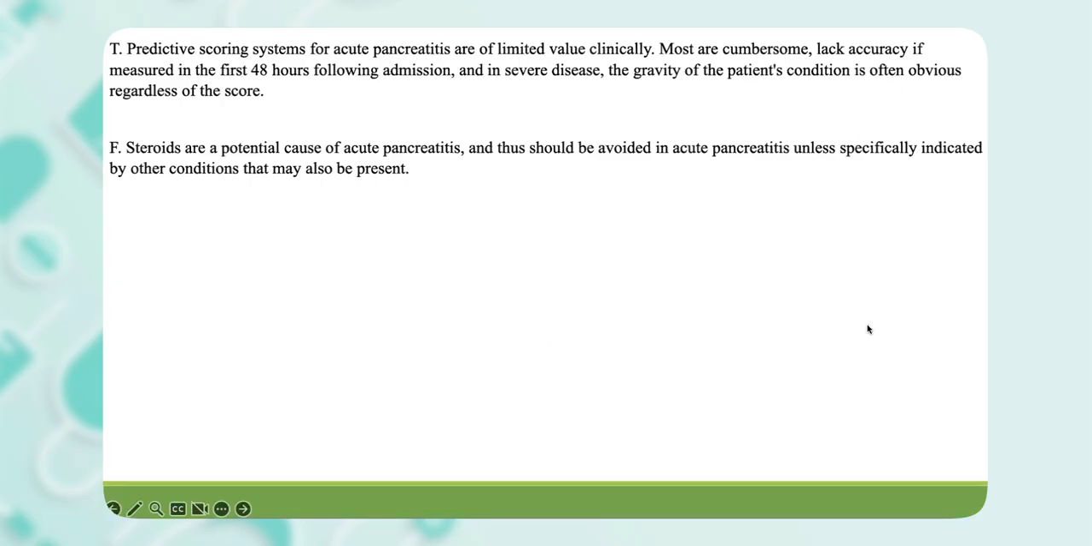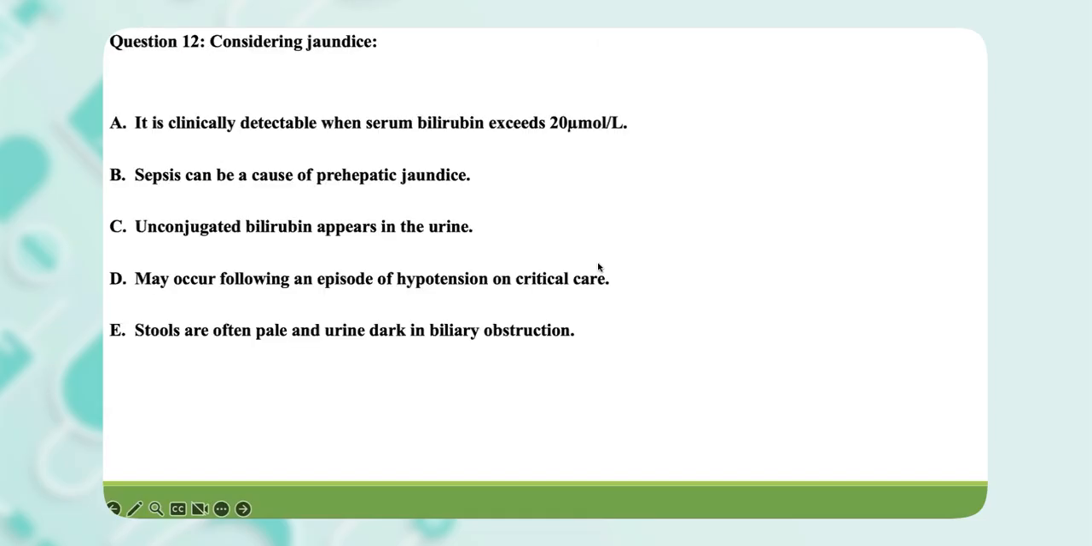So predictive scoring systems for acute pancreatitis are cumbersome and lack accuracy if measured within 48 hours following admission. Steroids are a potential cause of acute pancreatitis, thus avoid them in pancreatitis unless specifically indicated, or for other conditions that may be associated with the pancreatitis. Now, considering jaundice, it is clinically detectable when serum bilirubin exceeds 20 micromole per liter.